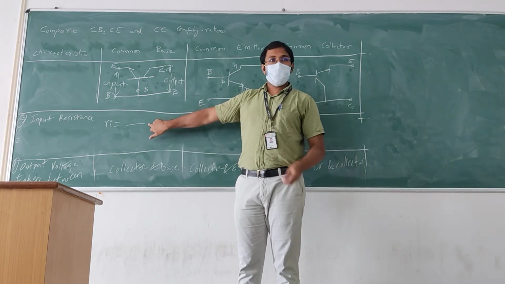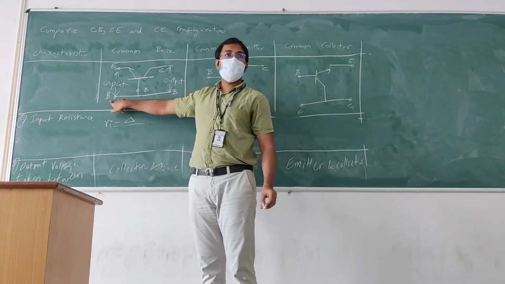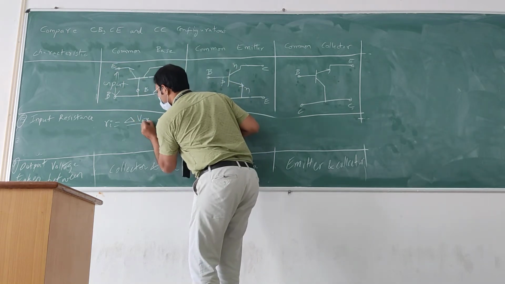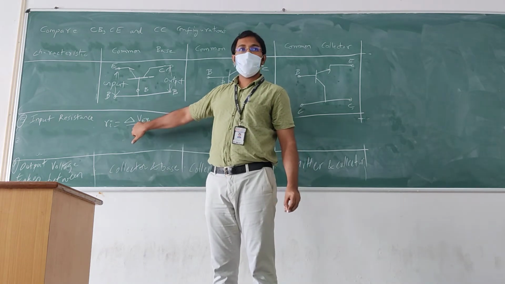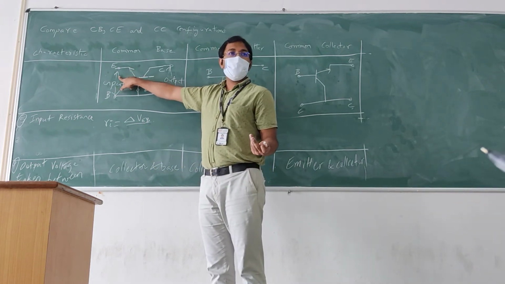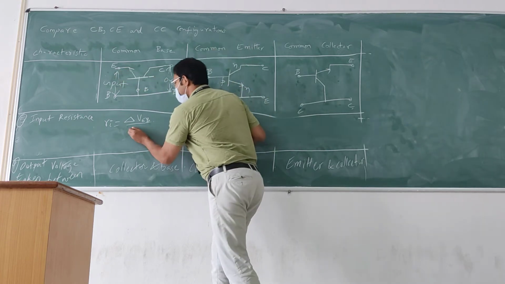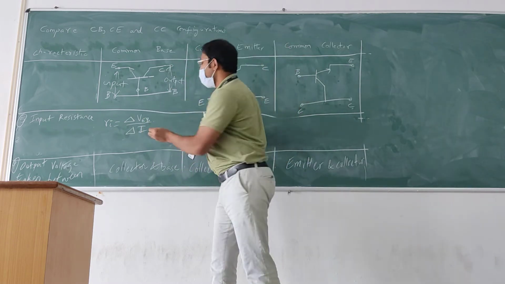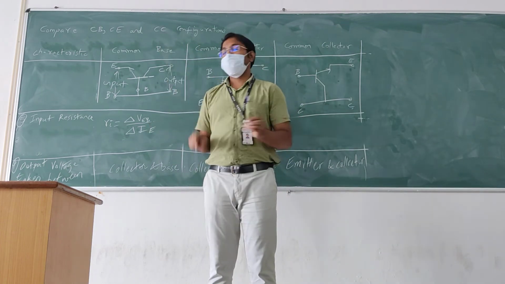So, what is the change in input voltage? Change delta. What is the input voltage? V EB, emitter to base. Divided by change in input current. What is the input current? It is not I C, that is not the current. I E, you use to represent current. I E.